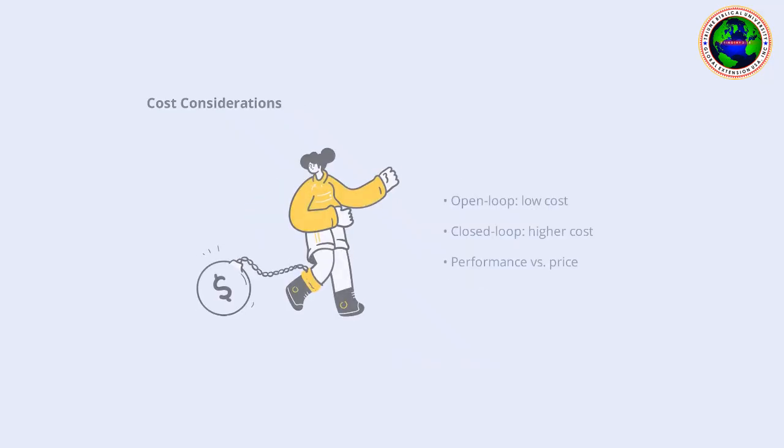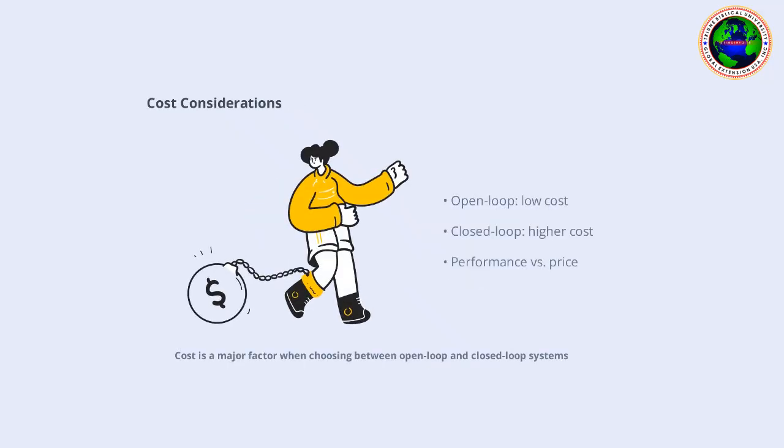Cost is a major factor when choosing between open-loop and closed-loop systems. Open-loop systems are usually less expensive, since they don't require sensors or complex controllers. Closed-loop systems cost more but offer greater performance and adaptability. The right choice depends on the application's requirements and budget.